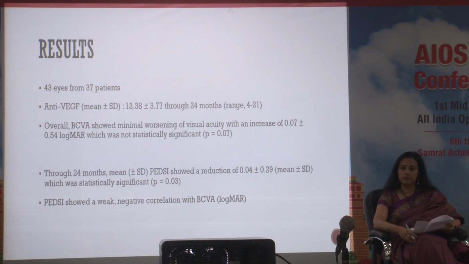On results, we analyzed a total of 43 eyes. The patients received a mean of 13 injections over the period of 24 months. The BCVA showed a slight worsening over 24 months, that is there was an increase in the logMAR by 0.07. Through 24 months, we noted that the PEDSI also showed a reduction of 0.04, which was statistically significant. PEDSI therefore showed a weak negative correlation with the BCVA in logMAR units.